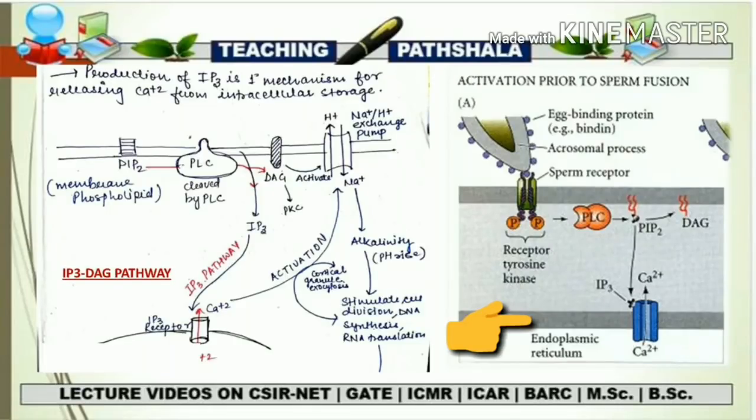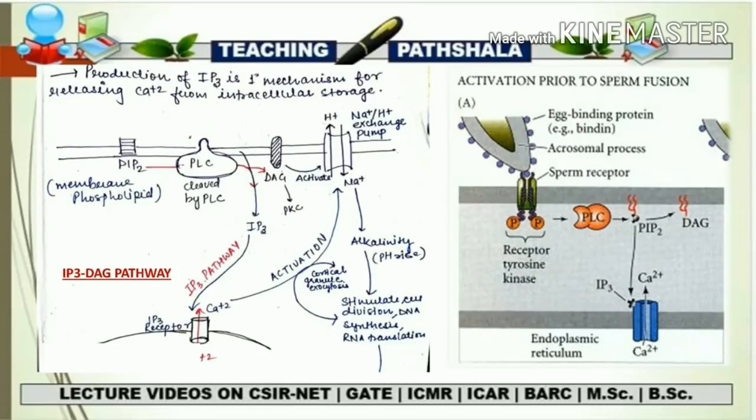So what happens is there is a binding of a sperm with an egg, okay, and the sperm receptor is present on the egg membrane. Now it is believed that the receptor present on the egg membrane has the nature of a receptor tyrosine kinase, which is going to activate PLC, the phospholipase C enzyme that is present in the plasma membrane of the egg. Now this PLC is going to break PIP2 into DAG and IP3. Okay, DAG and IP3 both act as secondary messengers.